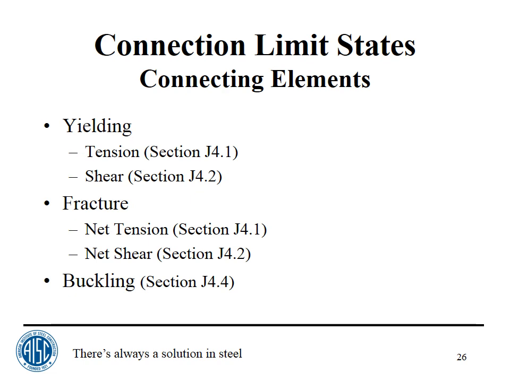Continuing, for connecting elements, there's yielding, tension, and shear. And these specification sections are given here. For tension, J4.1, for shear, J4.2, for fracture, net tension fracture. Or I think the specification prefers the word rupture, but I really like fracture. That's in J4.1 again, and net shear fracture, J4.2, and buckling. J4.4 is really buckling of connecting elements. And that's the place where you find that if the slenderness ratio is 25 or less, essentially yield controls and buckling can be ignored.